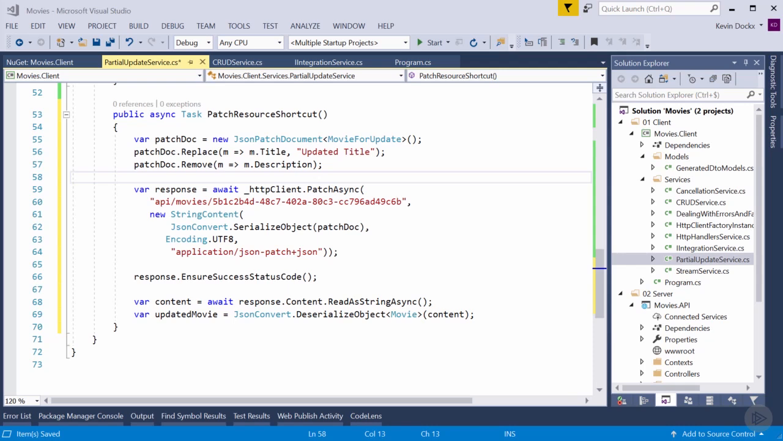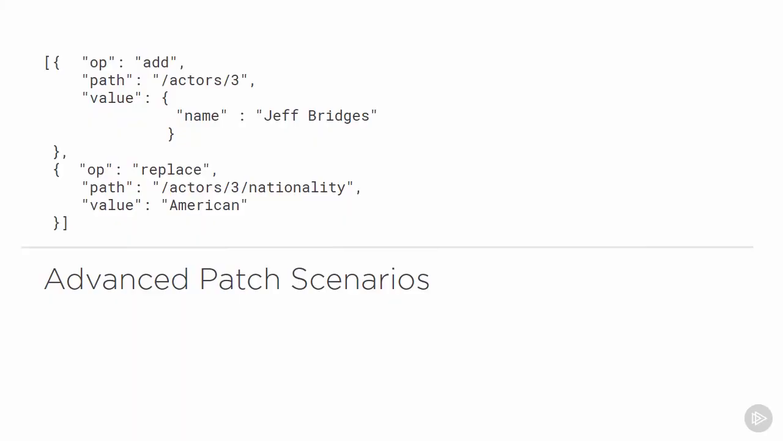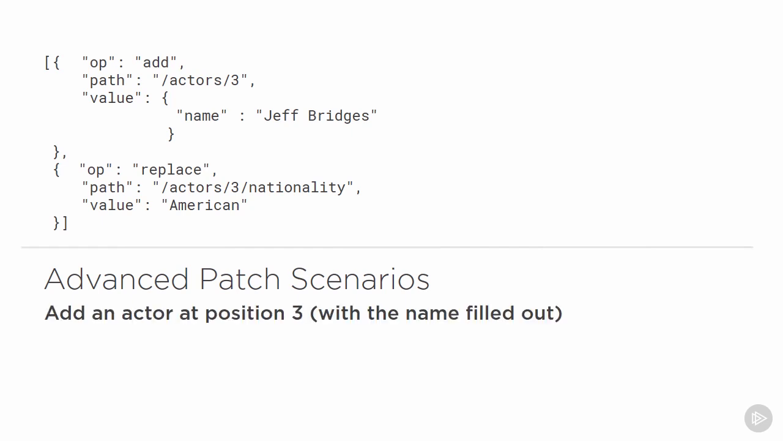Let's have a look at some advanced patch scenarios. Patch and the JSON patch standard allow for much more complicated scenarios as well. For example, manipulating an array. Imagine that the Movies API would also expose a movie's actors as an array. In the example on screen, we're sending a patch request to a movie that will add a new actor at location 3 in the actors array.